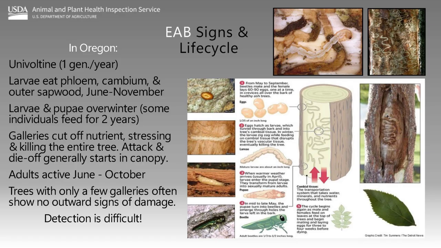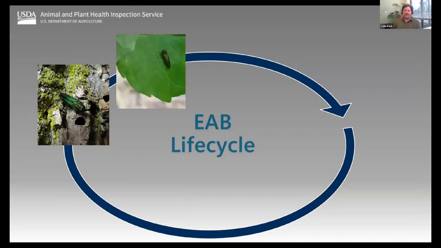The galleries are the problem. They cut off nutrient flow in the tree, stressing and killing the entire tree. Attack and die-off generally starts in the canopy, which can be hard to detect. And then adults are active pretty much all summer. The problem we have with detection is that the adults don't necessarily come to the traps very readily, and also the trees start out with only a few galleries and often show no outward signs of damage at all. So detection is difficult.